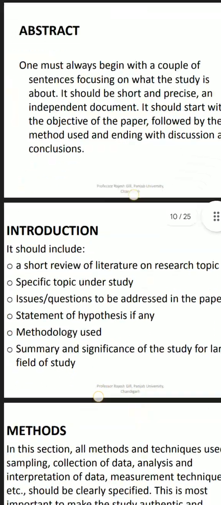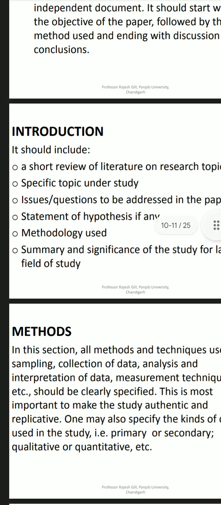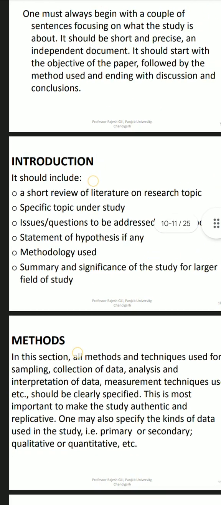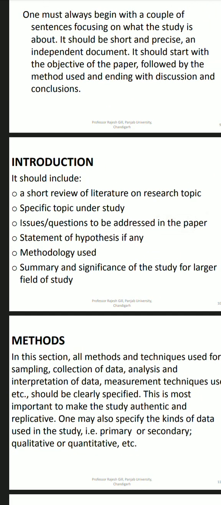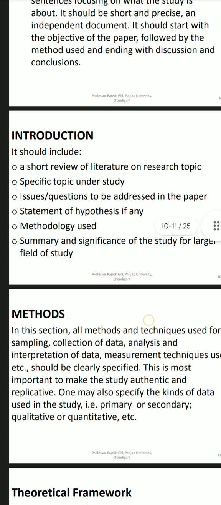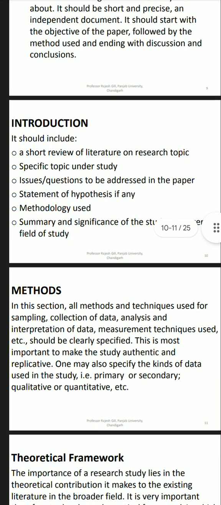Then you will start writing your research with the introduction part, that is the starting part of writing a research paper, and this is a short review of the literature on your research topic, and here you will discuss the issues and questions to be addressed in the paper, the summary and significance of the study for the larger field of study, and then comes the method part.